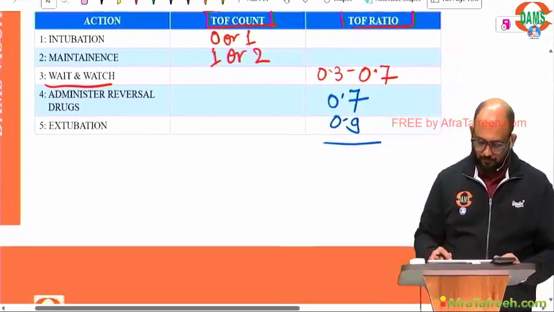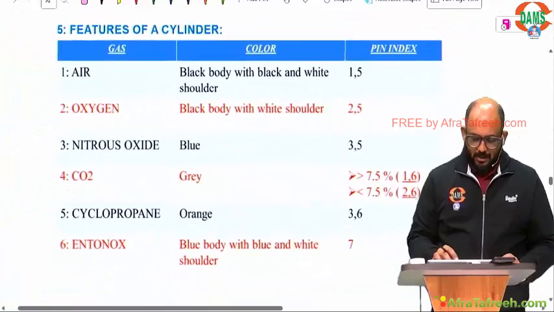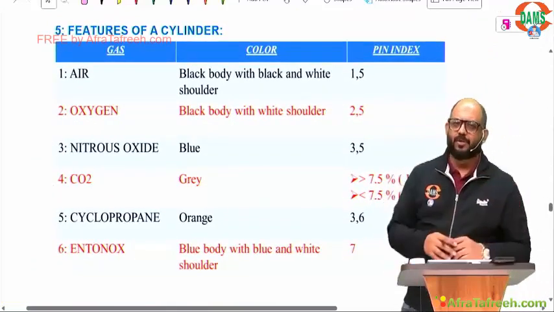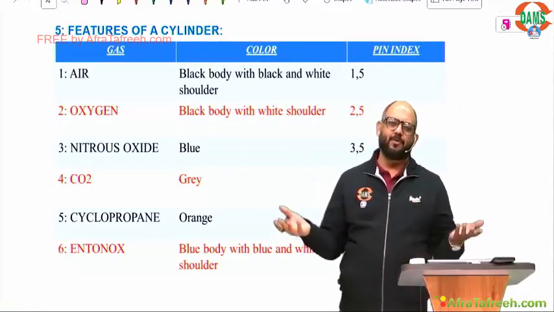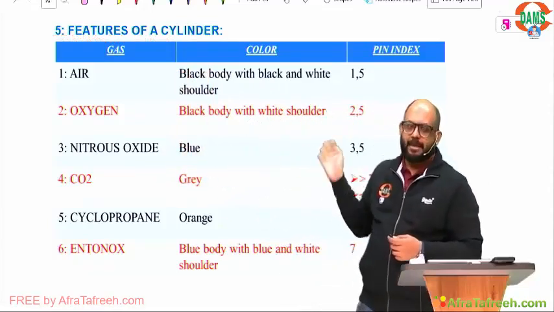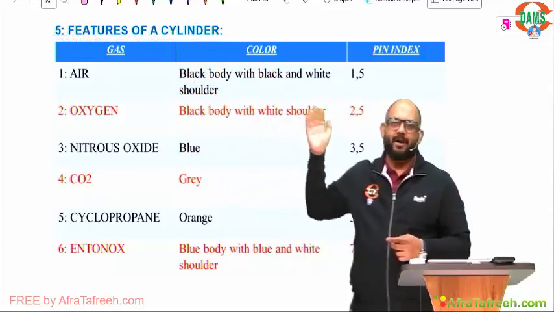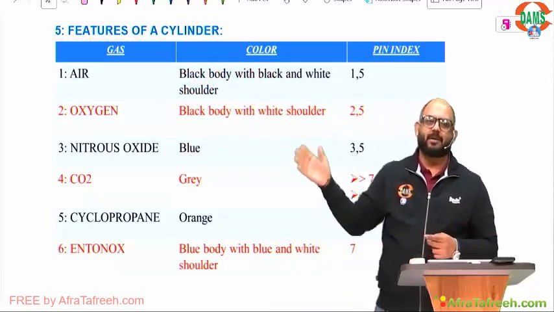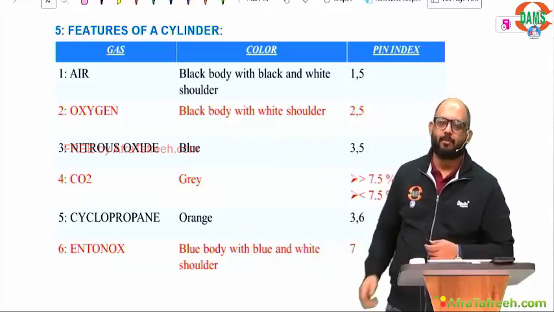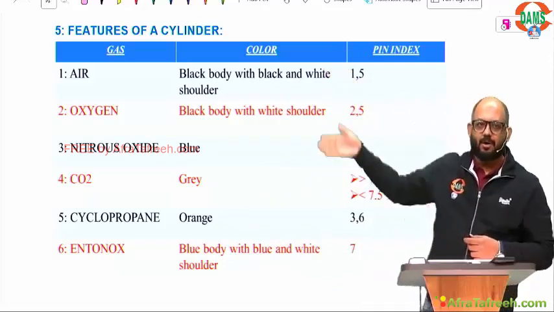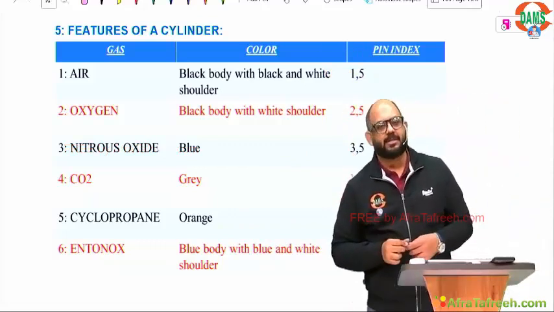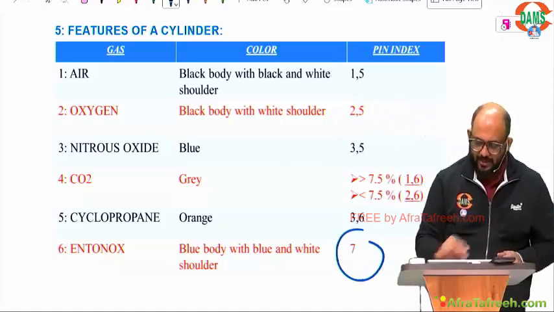Alright. Next is a straightforward topic, features of a cylinder. We got one question from it in the pandemic because everybody wanted to look at the O2 cylinder. So you have a gas, a color, and a pin index. Air, black body with black and white shoulder; oxygen, black body with white shoulder; nitrous, blue body; CO2, gray body; cyclopropane, orange; Entonox, blue body with blue and white shoulder. I have arranged these in the order of pin index for you to easily remember: 1-5, 2-5, 3-5, 1-6, 2-6, 3-6, and Entonox is the only agent with one number.